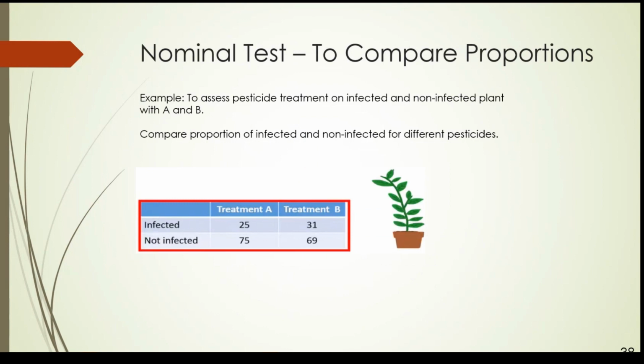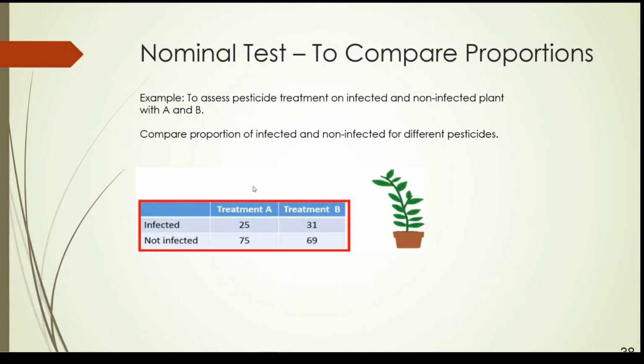Now, the other type of test is called nominal test. Nominal test is to find how many percentage. We want to find the proportion. Now, in this example, we want to assess whether the pesticide treatment on infected and non-infected plants has any impact or not. So we are introducing a new pesticide. So we apply the pesticide, the first brand, treatment A, the second brand of pesticide, treatment B.